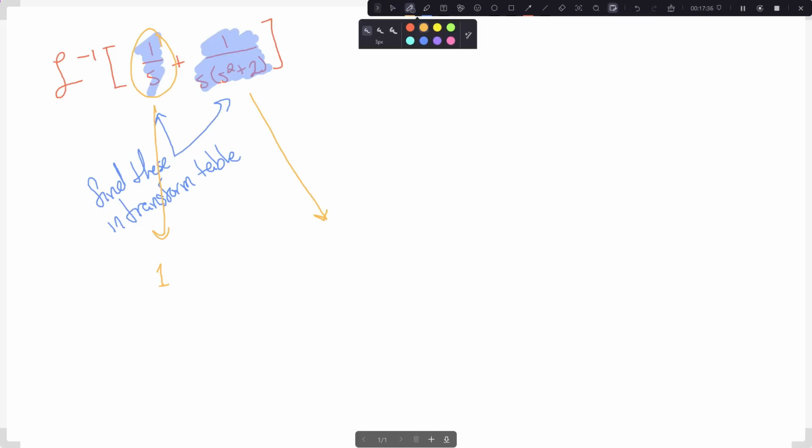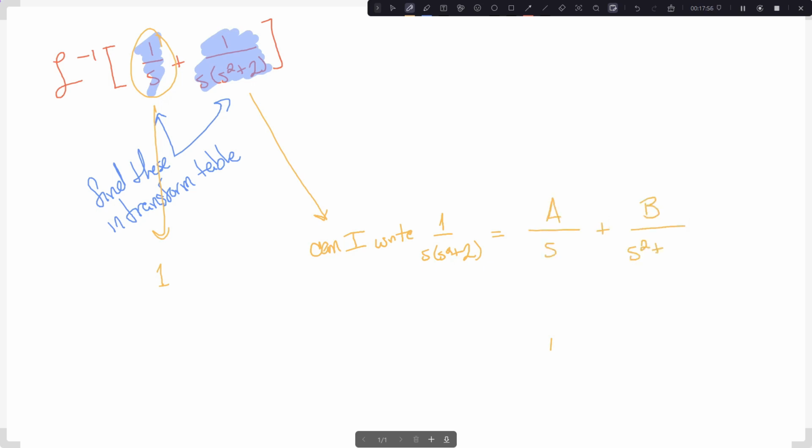If I jump back here, I ask myself the question, can I write 1 over s times s squared plus 2 as some combination of something over s and something over s squared plus 2? What is this notion? I think a couple of you are starting to recognize this. This is partial fractions.